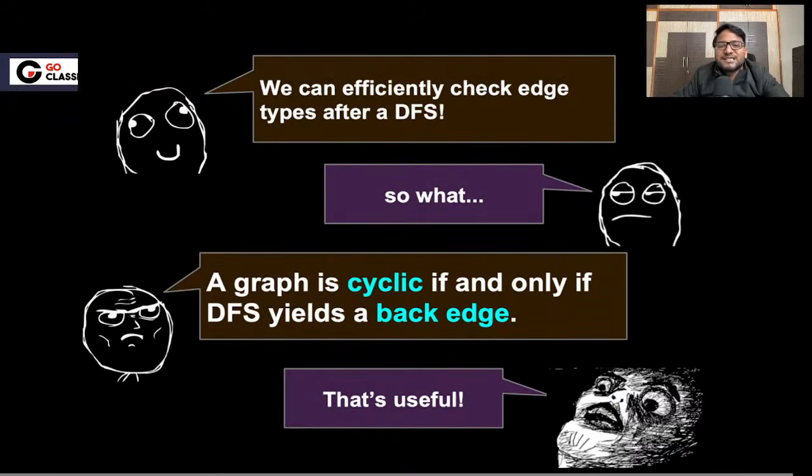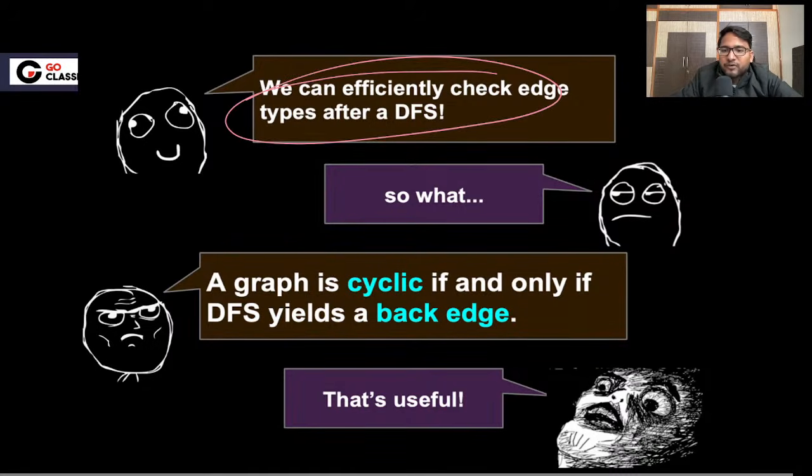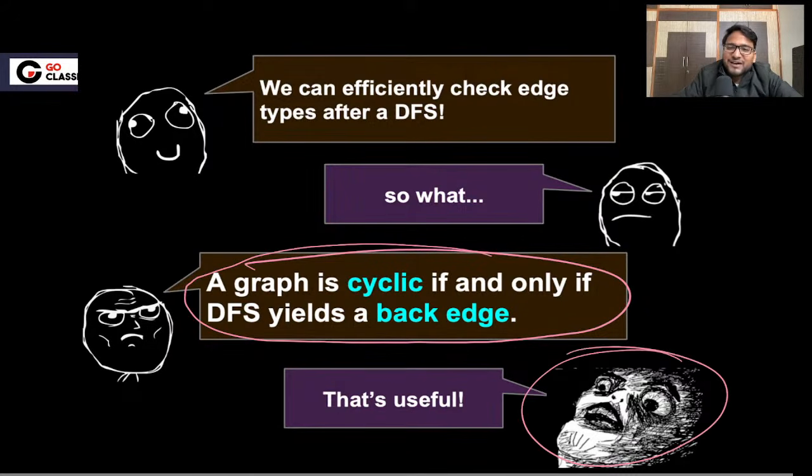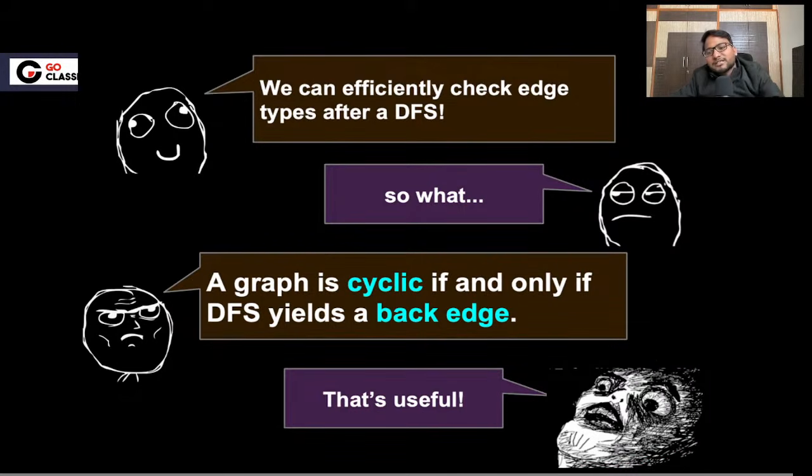Now see this meme, what it is saying. It is saying that we can definitely check back edges after a DFS, right? So this guy is saying, so what? A graph has a cycle if and only if DFS has a back edge. Oh, that's useful. Right, now see the expression. He's saying, okay, that's useful. So basically, this theorem is extremely important.